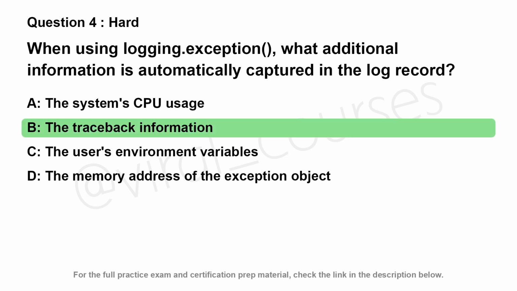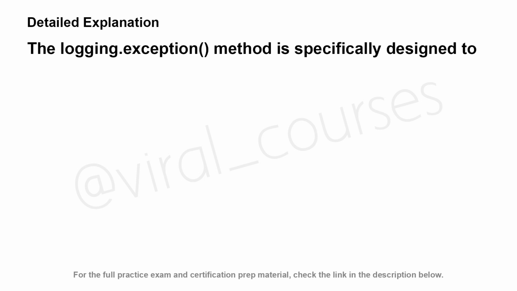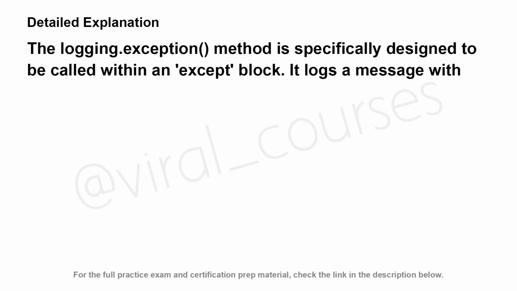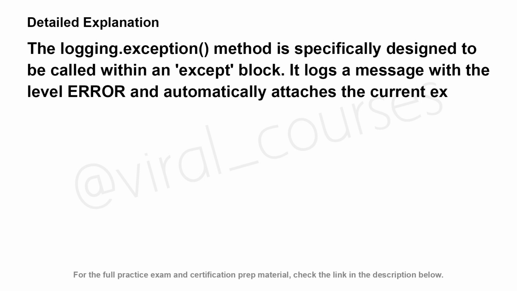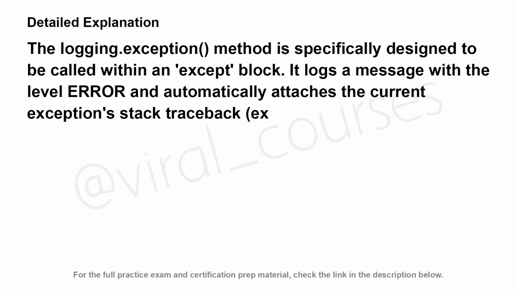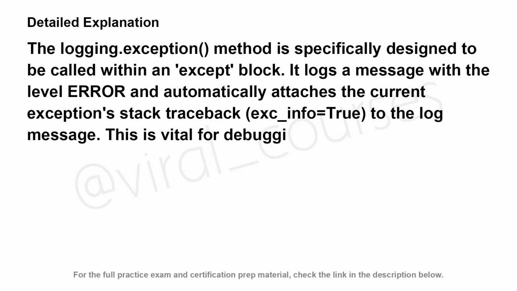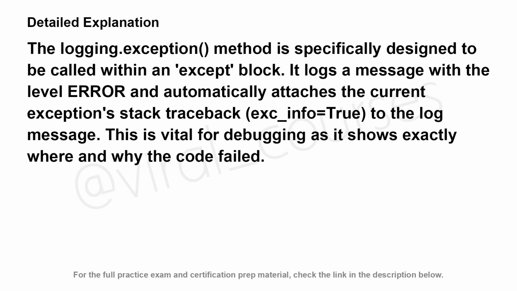The correct answer is B. The logging.exception method is specifically designed to be called within an except block. It logs a message with the level error and automatically attaches the current exception's stack traceback, exc_info equals true, to the log message. This is vital for debugging as it shows exactly where and why the code failed.